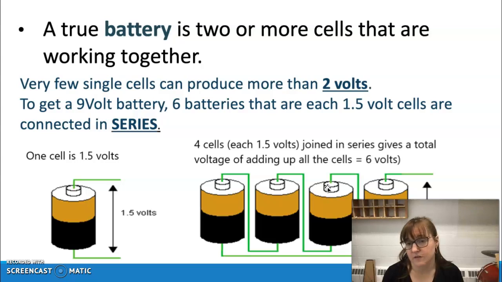So there are very, very few single cells that can produce more than 2 volts, which you'll see with our fruit batteries this week. So to get a 9-volt battery, you need to have six 1.5 volt cells inside. Some of you have even told me that you've looked inside of batteries before. I do not recommend opening up batteries at home on your own, because battery acid is not good for you. That's the electrolyte. It's not good for you to have around, but there are the insides.